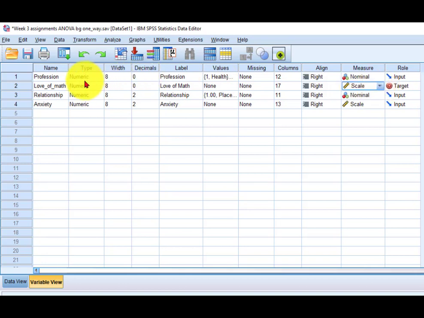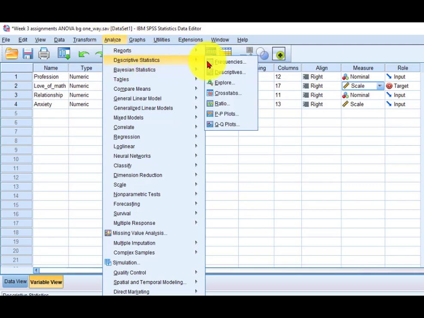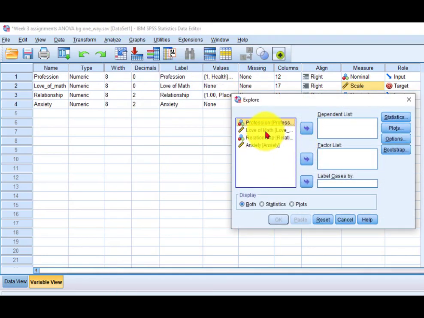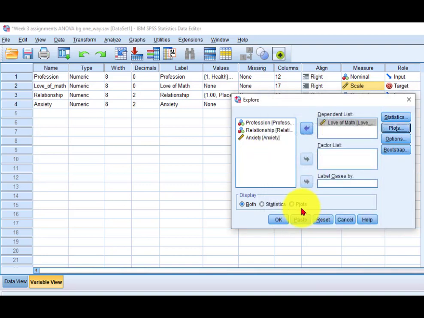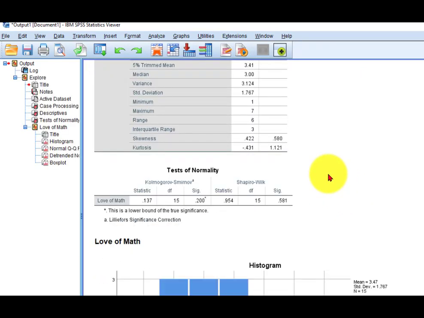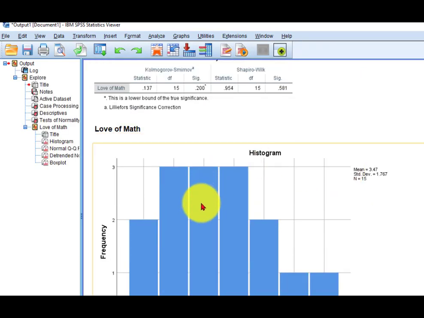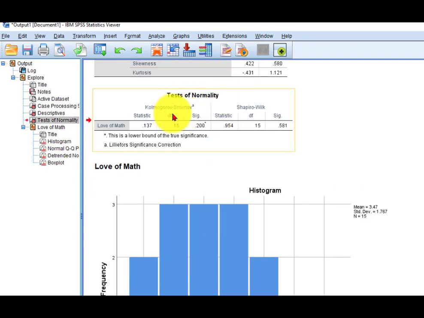Let's first check for normality for love of math. We're going to go to Analyze, Descriptives, Explore, and love of math, Plots, Histogram, unclick, check normality plots. That'll give us the Kolmogorov test or the Shapiro-Wilk test. Normality looks pretty normal to me, and according to the Kolmogorov-Smirnov test, the data is normal enough. So it did not violate the assumption of normality. Let's go ahead and run the test.